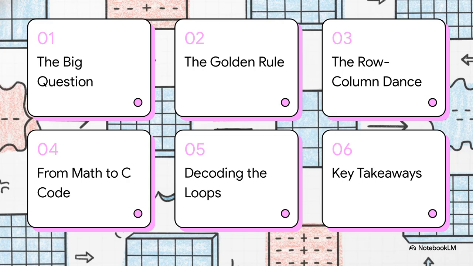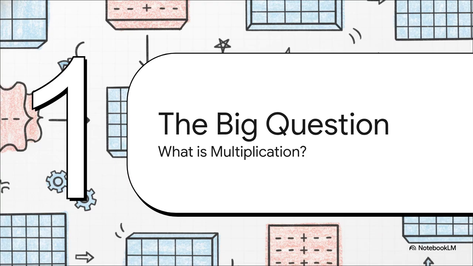So here's the game plan. We'll kick things off with the big "what is it?" question, and then we'll get to the one rule you absolutely positively cannot break. After that, we'll learn the actual calculation, what I like to call the row-column dance, and then, the really fun part, we'll turn all that math into C code and decode the loops that make the whole thing work. All right, let's dive right in.